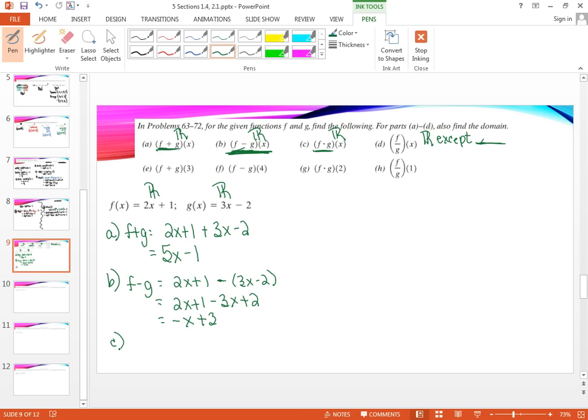C, f times g. All right, so 2x plus 1 times 3x minus 2. And depending on what you're doing, sometimes it's fine to leave it like that. Sometimes they will want you to go ahead and multiply it out. I'm going to go ahead and multiply it out here just to be safe. 6x squared minus 4x plus 3x is minus x minus 2.